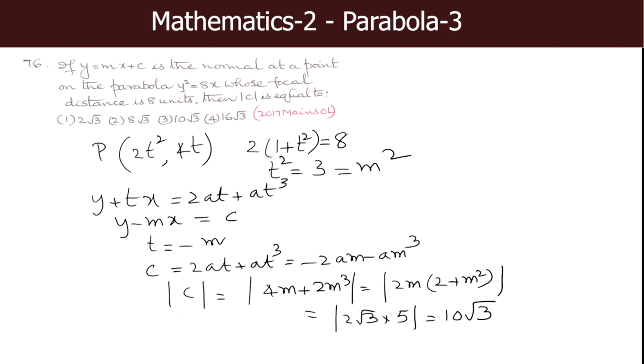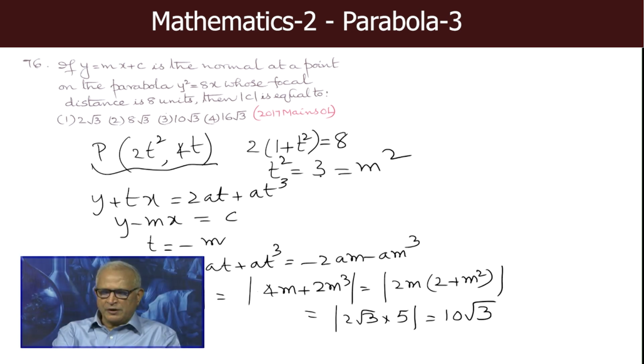Follow this. First of all, suppose P is the point on the parabola y square equal to 8x with the coordinates 2t square, 4t. They are the parametric coordinates of the point P on the parabola. The focal distance of the point is 8 units, but the focal distance of the point t from the parabola y square equal to 4ax is a into 1 plus t square. So, a is 2 here, 2 into 1 plus t square is 8, that gives t square equal to 3.